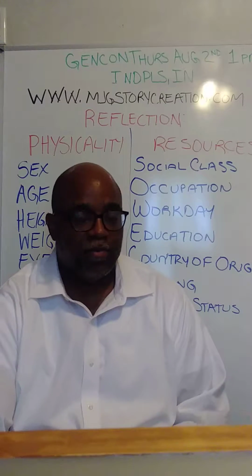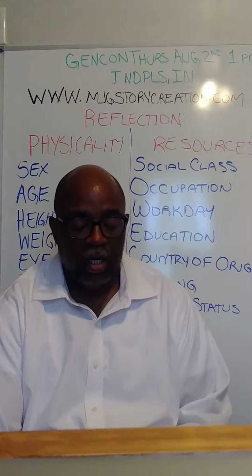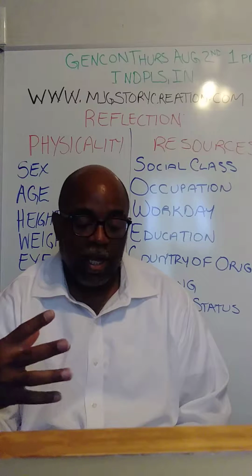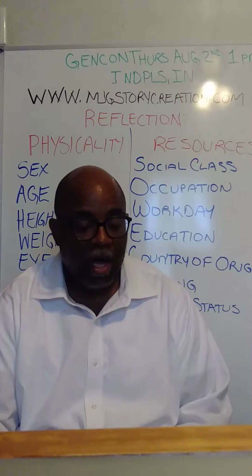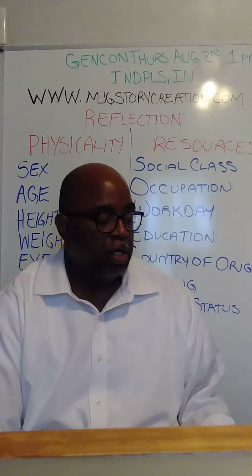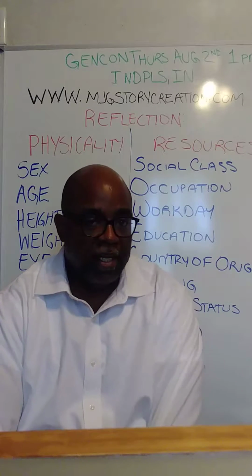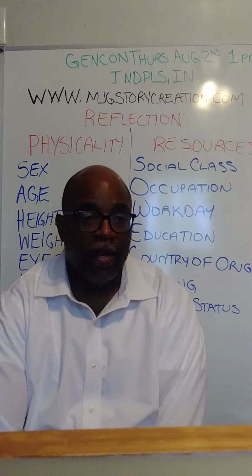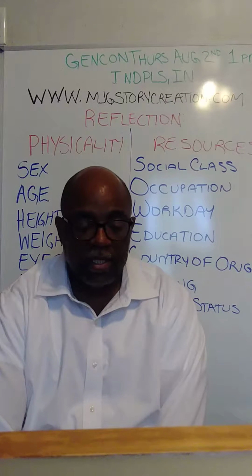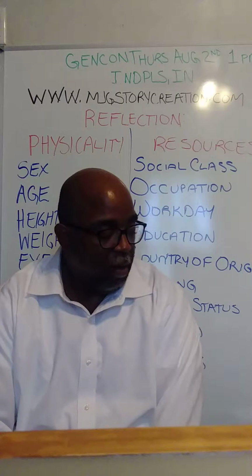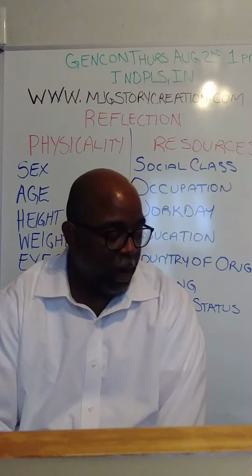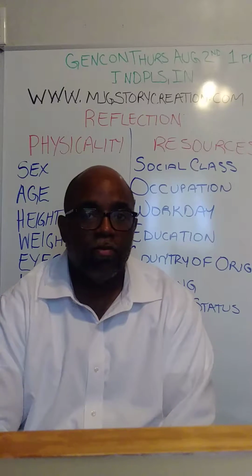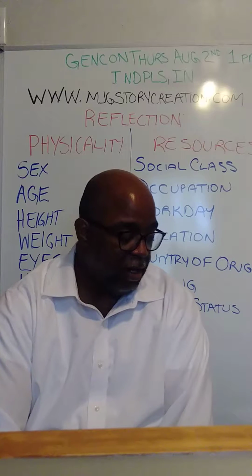So the traits of physicality are sex, age, height, weight, eyes, hair, skin, posture, defects. And this is not an exhaustive list. Remember, you can add whatever you want to each category. Things that are relevant, generally. Height, weight, age, sex, those are pretty general traits that you would think about for any character.